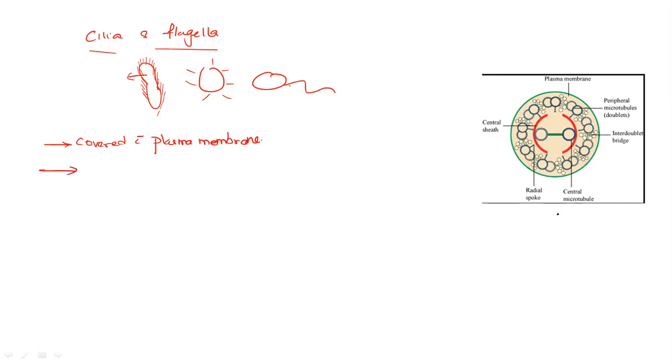Now, this structure over here is called the 9+2 array. And why do we call this? We'll be talking about that soon. The electron microscope study of the cilium or flagellum shows that they are covered by the plasma membrane. Their core is called the axoneme, and they have a lot of microtubules. If you see the picture, you can see that they are parallel to the long axis.